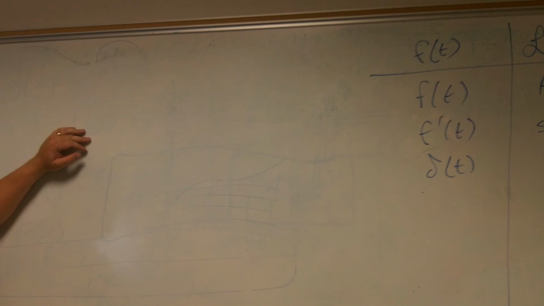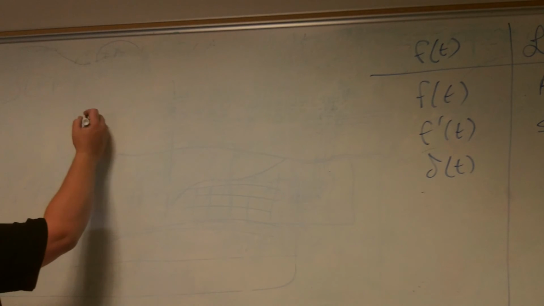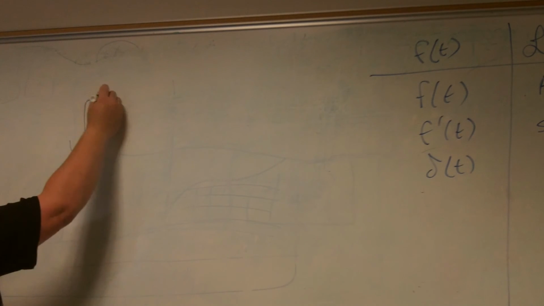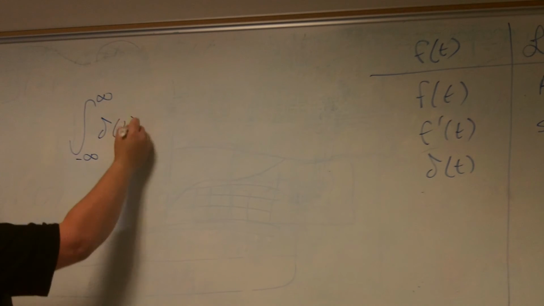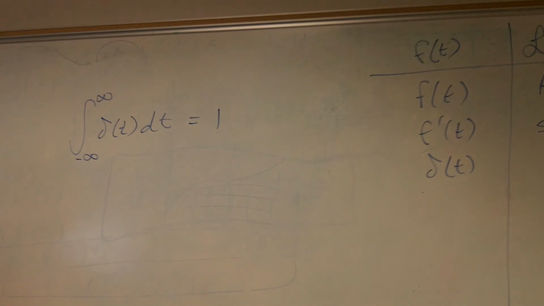Let's now consider what's going on. The way we're going to define this function is we're going to define that delta to have a certain area. So the integral from minus infinity to infinity of the delta function with respect to t, dt, is equal to 1. We're going to define it by its range, which in our case is the area under the curve. So I just said the area under the curve is 1.